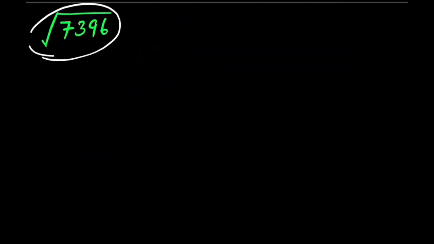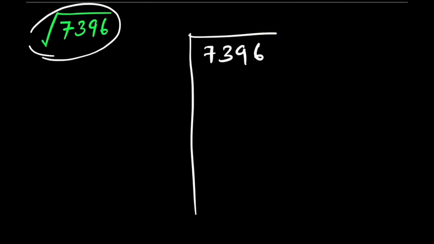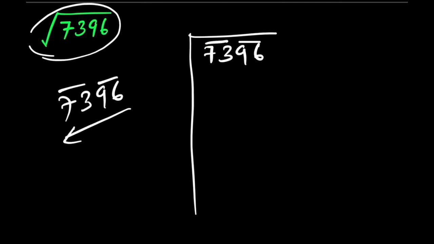Now let's find the square root of 7396. So first draw a long division table and place 7396 in the dividend spot. Now group this 7396 into pairs. So always start from the right hand side. So 96 is one pair, 73 is another pair. Next thing, find the divisor. To find the divisor, find a perfect square that is equal to 73 or less than 73.